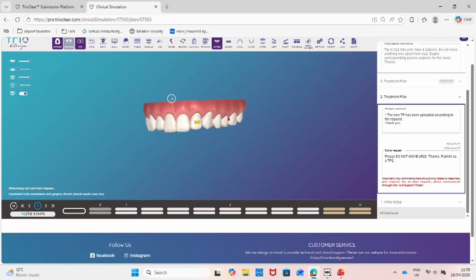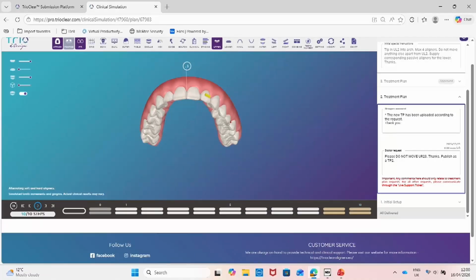However, I still think it could be simpler. And the reason I think it could be simpler is because I think we're needlessly moving these centrals, and we don't need to.